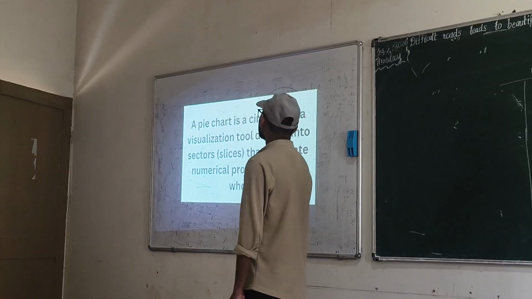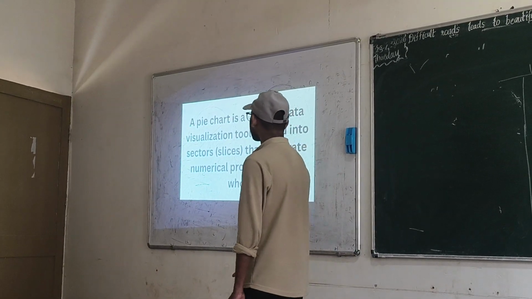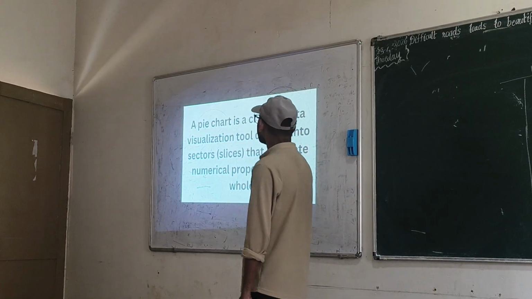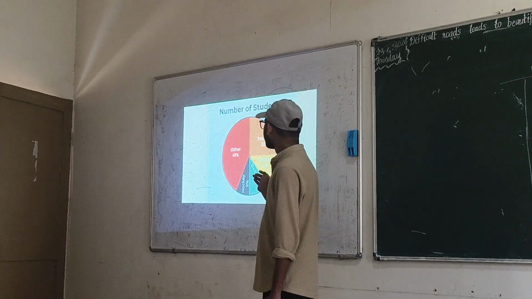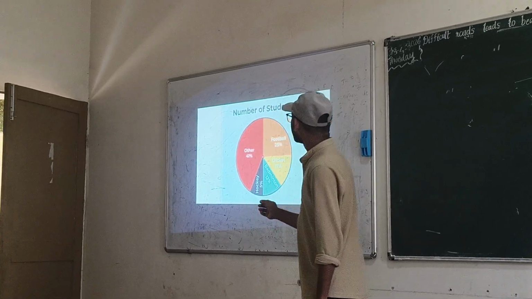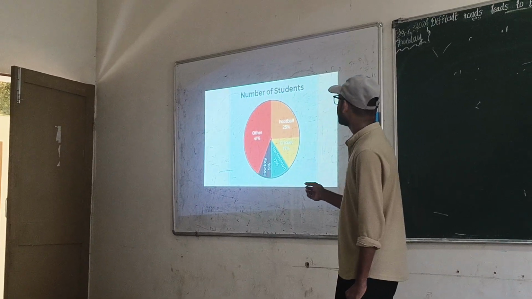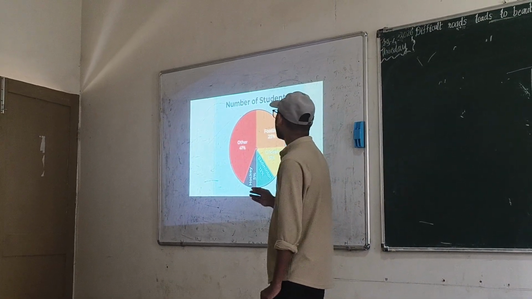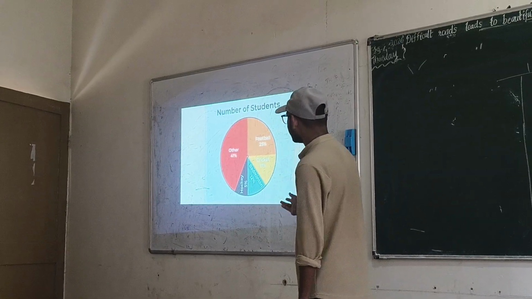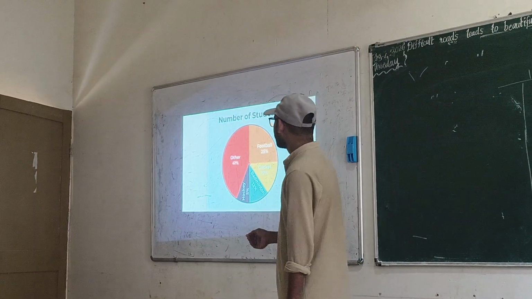A pie chart is a circular data visualization tool divided into sectors that illustrate numerical proportions of a whole. So, this is the example of a pie chart. In this pie chart you can see the number of students who play football is 25%, cricket 17%, badminton 12%, hockey 5%, and other games 41%.